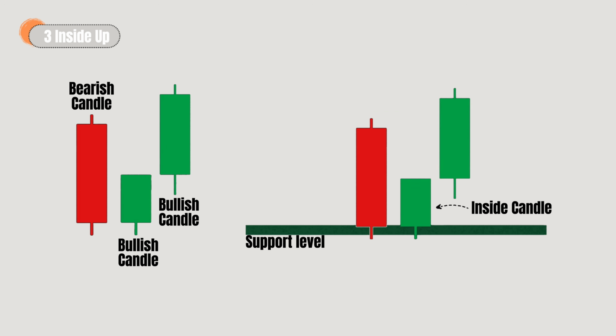Here, the selling pressure created by the sellers near the support level has been completely eliminated by the buyers with these 2 green candles. If such a 3 inside-up pattern is made near a strong support level in the market, then you can enter a long trade by placing your stop loss slightly below this green candle or support level. Let's now understand the 3 inside down pattern.